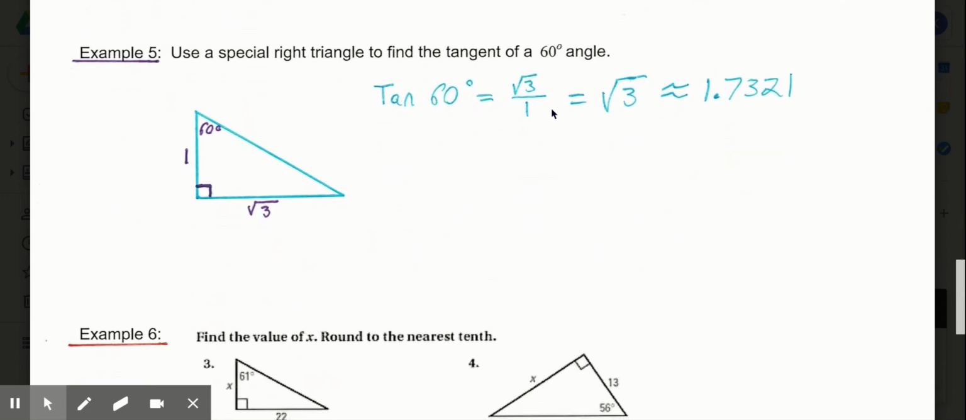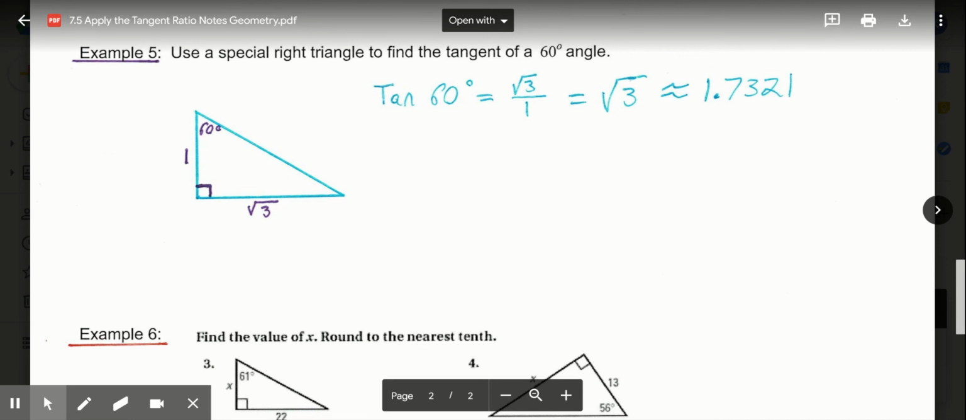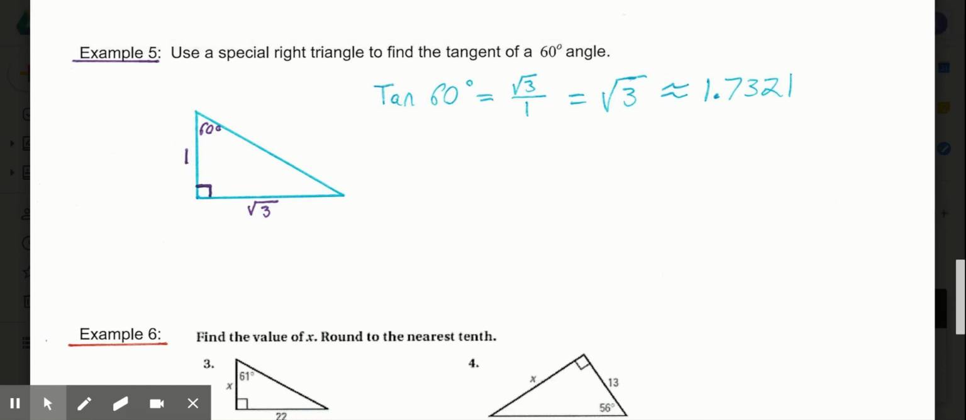Example 5, use a special right triangle to find the tangent of a 60-degree angle. So in this case, we can basically pick any of our side measurements for a 30, 60, 90 triangle. The easiest setup to think about is just replacing x with 1. So in this case, if we had our shorter leg of normally x, now we can call that a length of 1. Our longer leg is x times the square root of 3, so 1 times the square root of 3 is just the square root of 3.